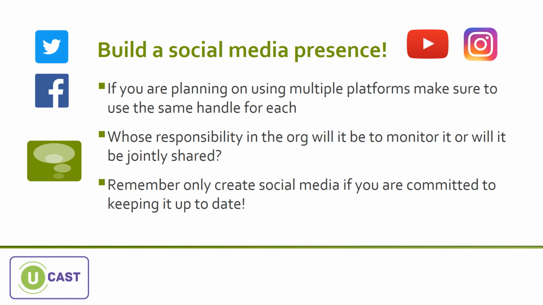The sixth thing is deciding if you want to have a social media presence. There are many sites you can use like Instagram, Facebook, Twitter, YouTube, and more. If you decide yes, a few things to remember are: 1. If you will be active on multiple platforms, always use the same handle so students and members can easily find you. And 2. Decide whose responsibility it will be to monitor the social media. Will it be one or multiple people? Keep in mind, if everyone is not committed to keeping it up to date, then a social media presence might not be a good option right away.